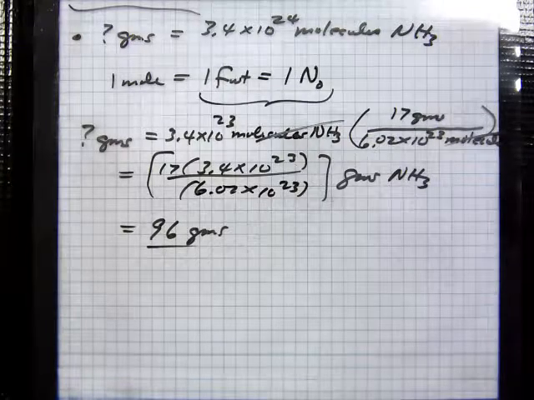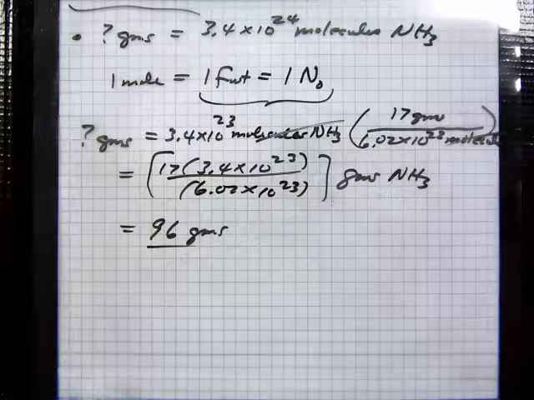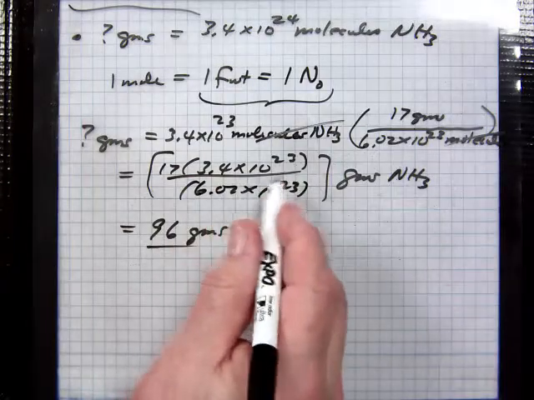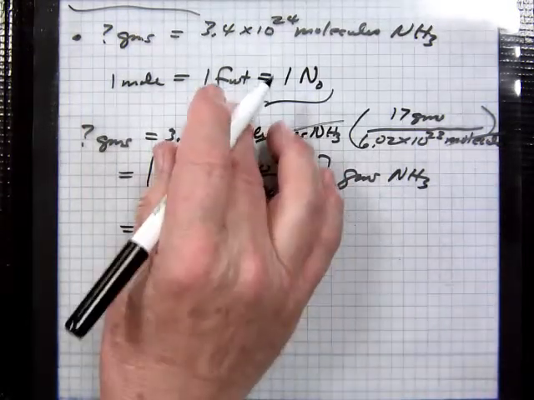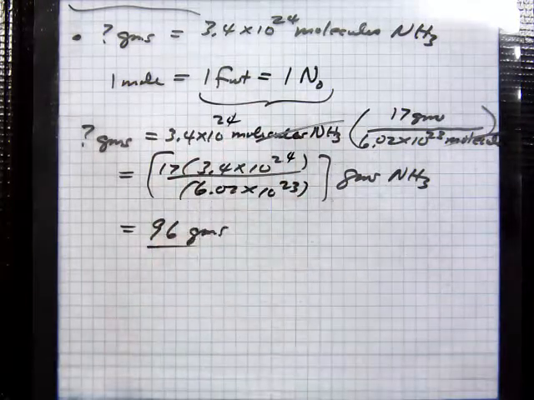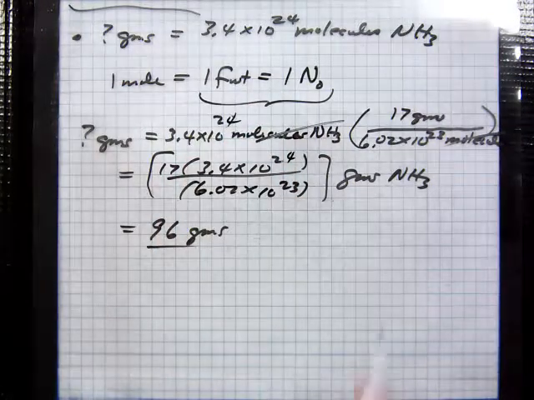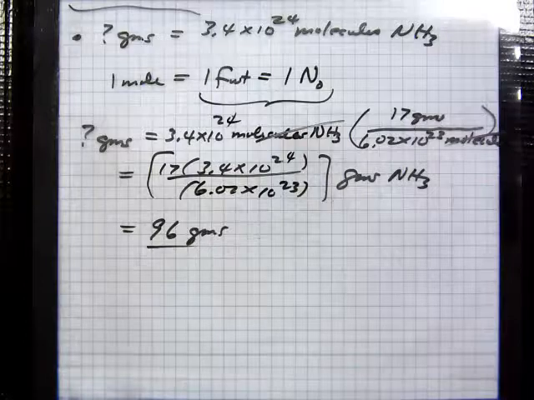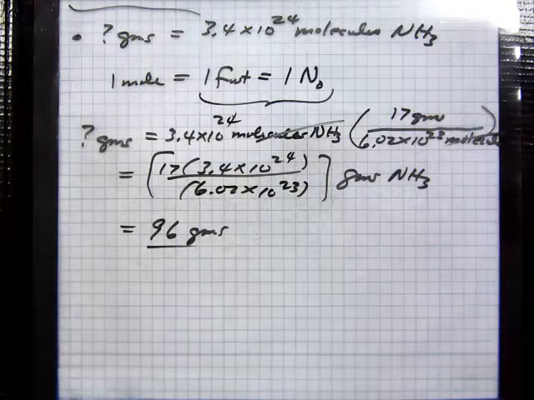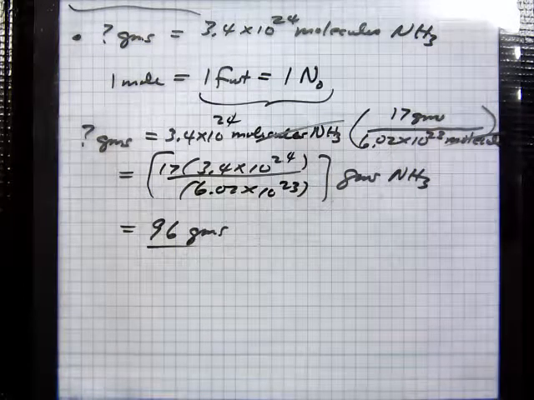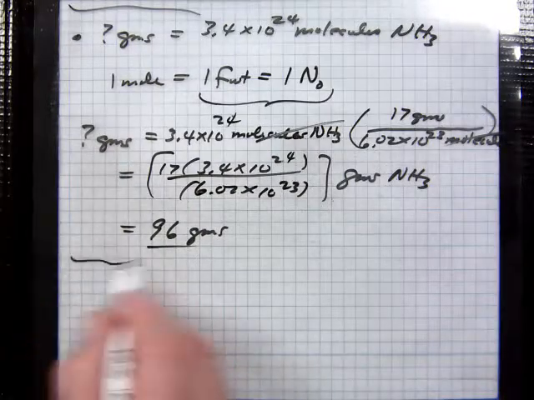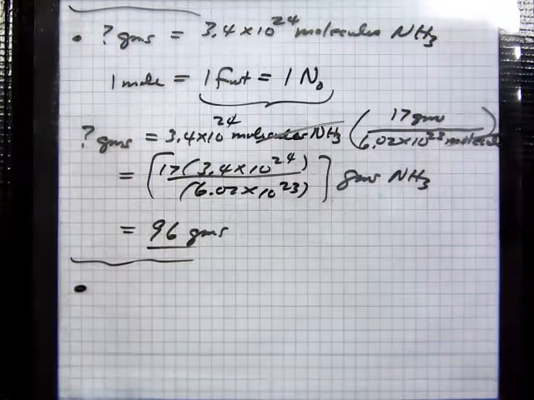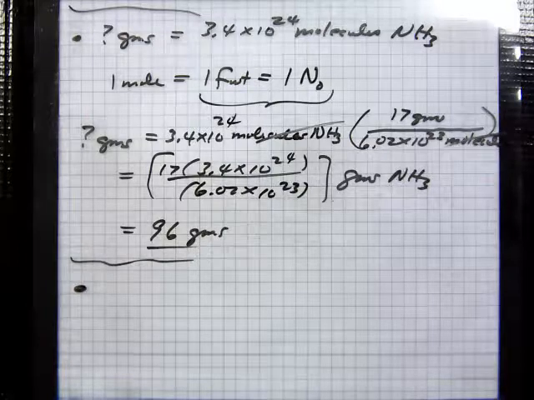Yes? The first number there, 3.4 times 10 to the 24th. You wrote it as 23rd. Thank you. Yes, it is. I have it, and I worked them out the other day. Thank you. Yeah, keep me honest, guys, for God's sake.